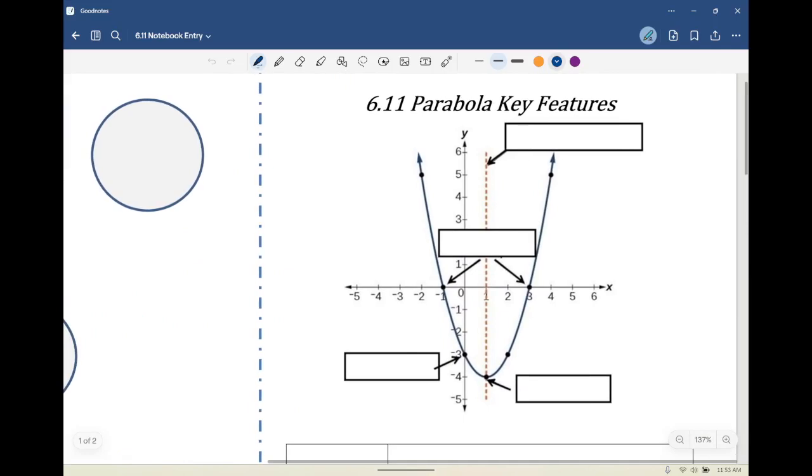6.11, parabola key features. Now, I do want to just start with, do we remember the word parabola from last year? If we remember it, give me a thumbs up. If we don't, give me a thumbs down.